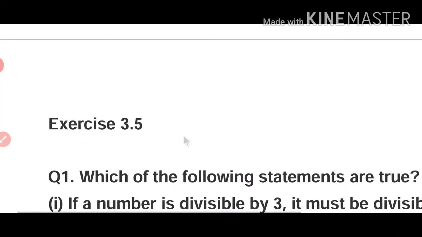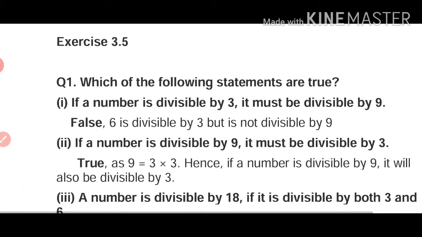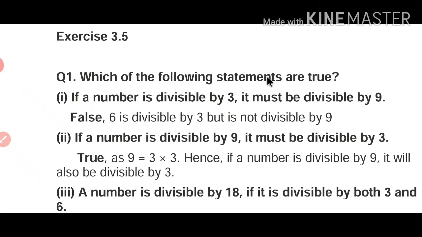Now let us start our exercise 3.5. So question number 1, which of the following statements are true? Here we have to find true or false. First one, if a number is divisible by 3, it must be divisible by 9. We have to see that if a number is divisible by 3, whether it is divisible by 9 or not. So it will be false. You can see that 6 is divisible by 3, but 6 is not divisible by 9. Therefore we cannot say that if a number is divisible by 3, it must be divisible by 9 also.